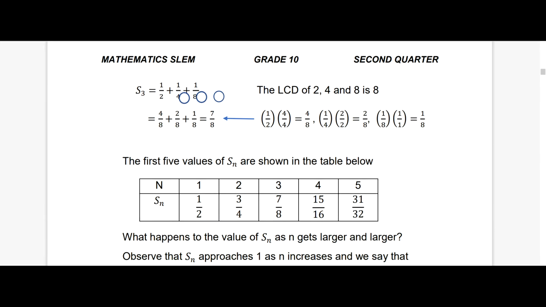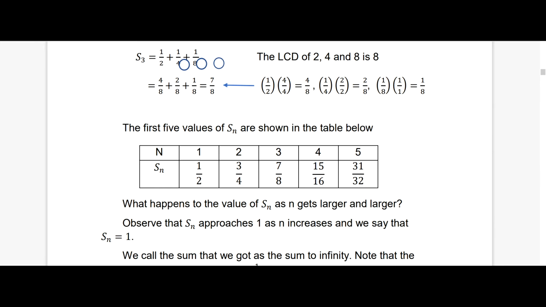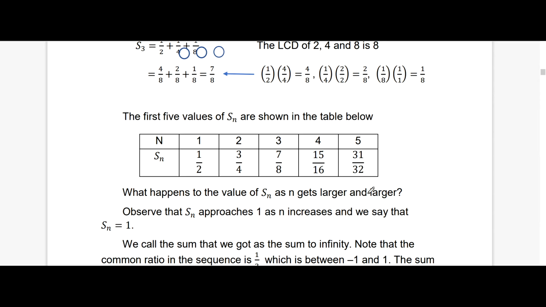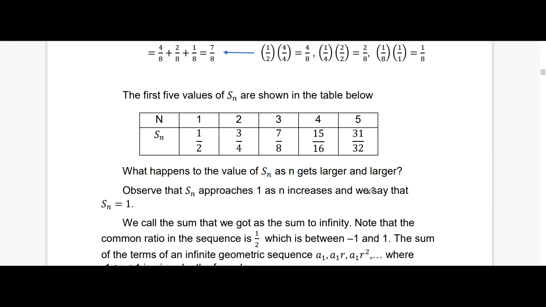Now, how about the sum of the third term? Ganun din ulit yung gagawin mo. So, the first 5 values of S sub n are shown in the table below. Ano nangyayari? Habang tumataas to, ibig sabihin, it approaches 1 as n increases. And we say that S sub n is equal to 1.